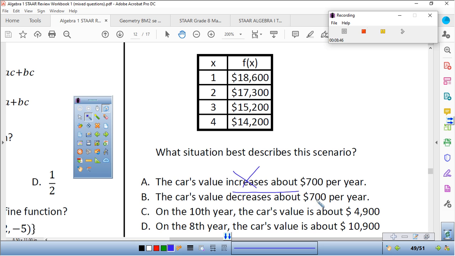They're hinting at linear, okay? They are hinting at linear. So this says it goes down about $700 a year, right? So from here to here is 6, and that one's wrong. Ooh, ew. All right. Probably that one. I don't know.